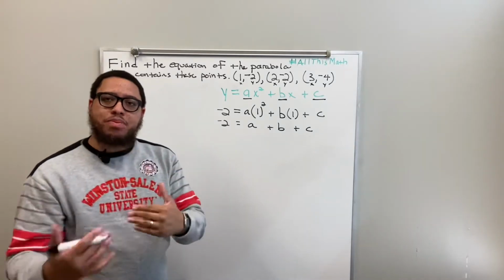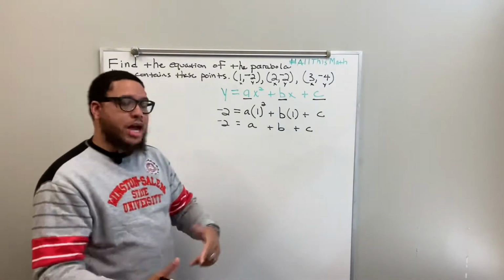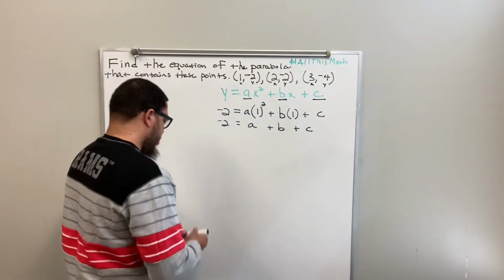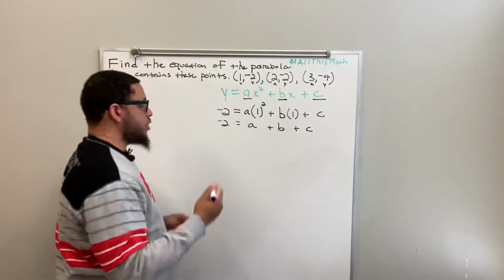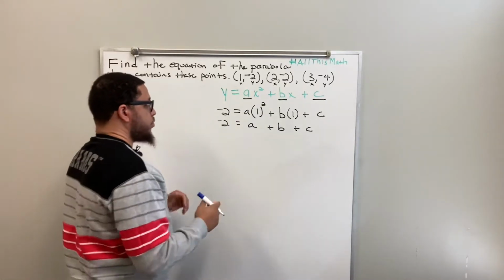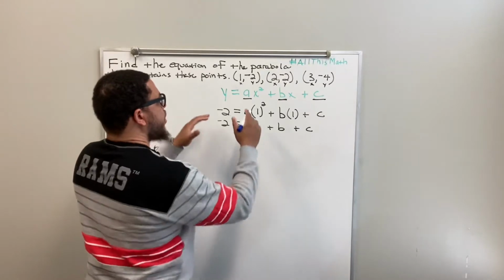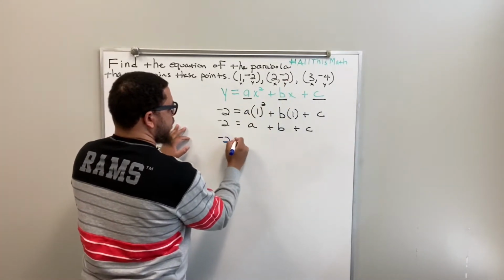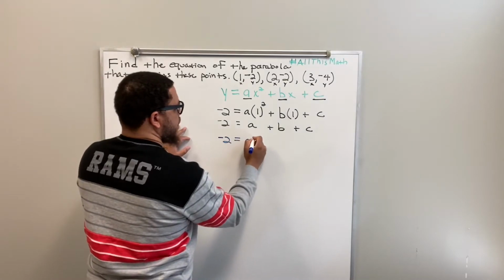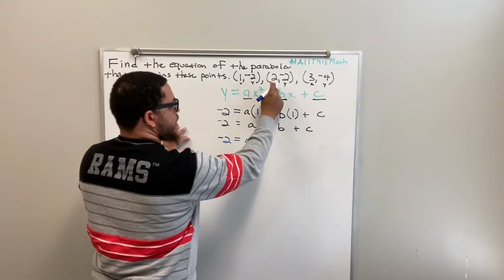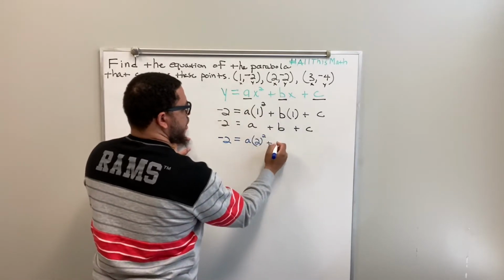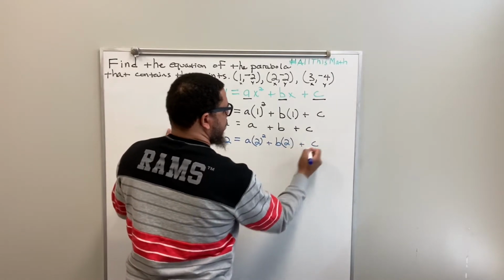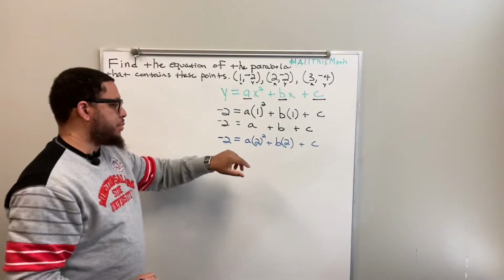Now, I'm going to repeat the process, but now I'm using point number 2. Check this out. Matter of fact, let me try to color code. Let me use a different color. All right. Now, my Y value for this point is still -2. So I got -2 equals A times +2, because that's a +2 right there, squared, plus B times +2 plus C. Now I'm going to simplify that, right?